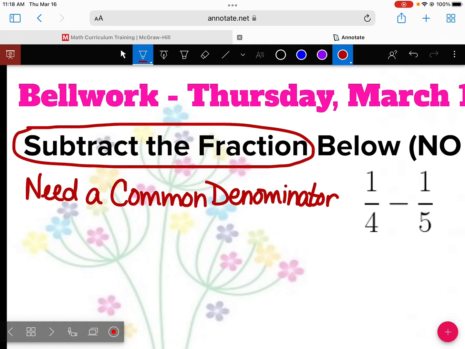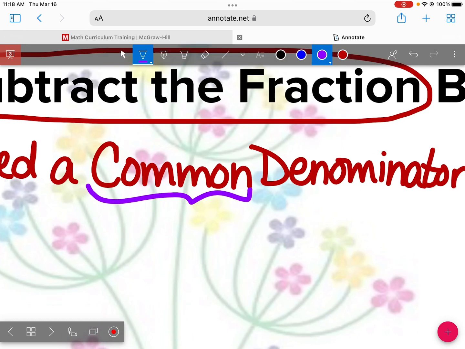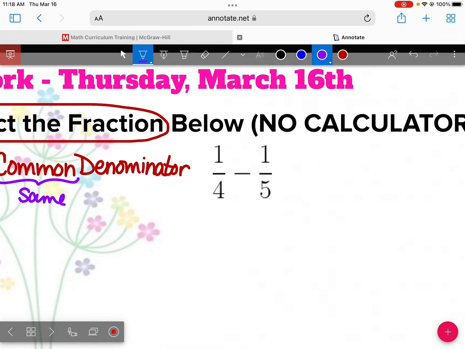We need a common denominator or same denominator. So the first thing I'm going to do when I'm looking at these problems is see if those denominators already have any factors in common. What are factors? Guys, eyes up here, please. What are factors? Things that go into both numbers.